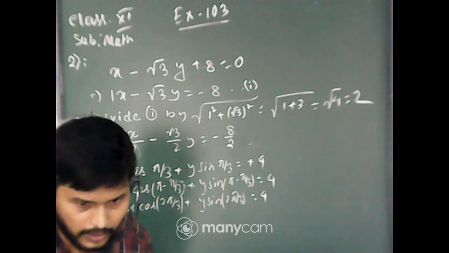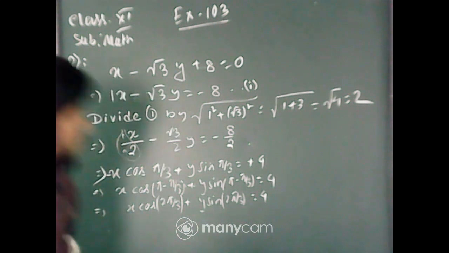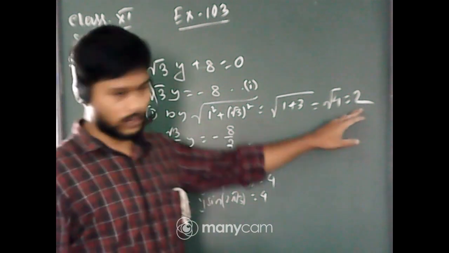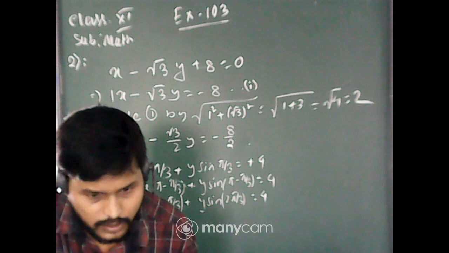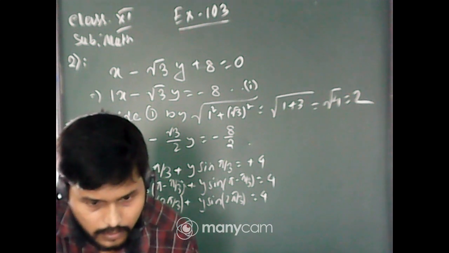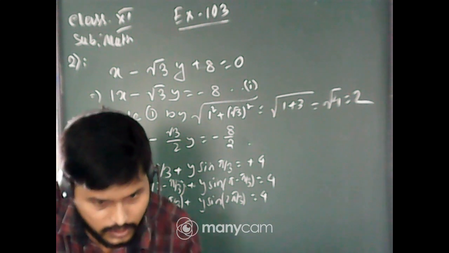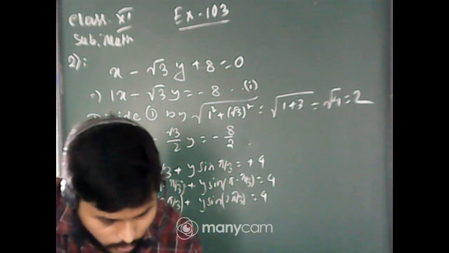Sir, under root over 4? Okay, no, under root over 4 we will take the positive sign only. Root over a square plus b square. Sign is not required here. Shift coordinate. Yes, yes. Very good. It means you know the formula.